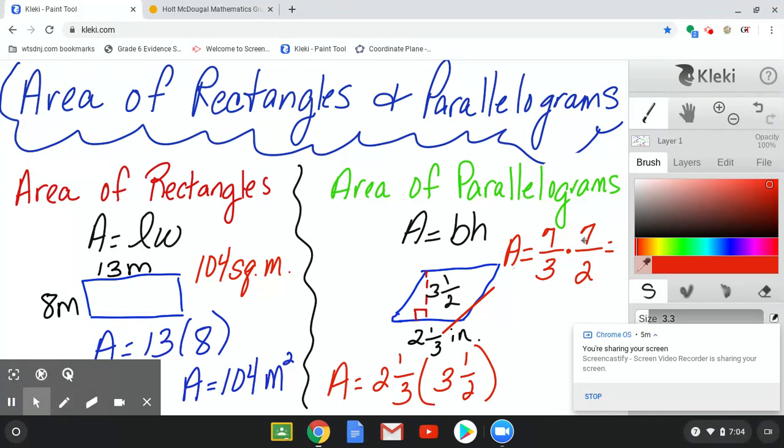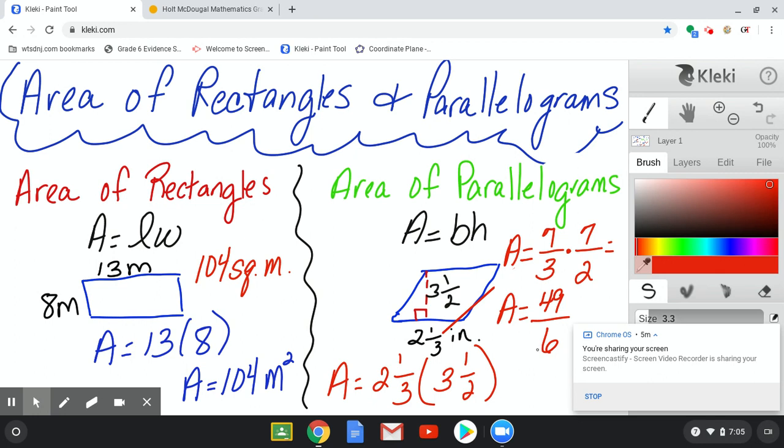Okay, now if you remember, to multiply fractions, we multiply the numerators across and multiply the denominators across. So when we do that, we end up getting 7 times 7 is equal to 49. 3 times 2 is equal to 6. Now, I would not want to keep my answer as an improper fraction. I would want to go ahead and make that into a mixed number. And if you remember how to do this, this really is saying 49, our fraction bar means division, so 49 divided by 6.